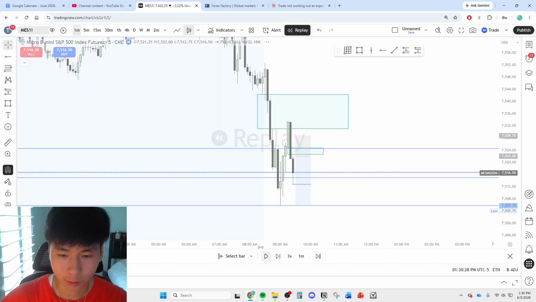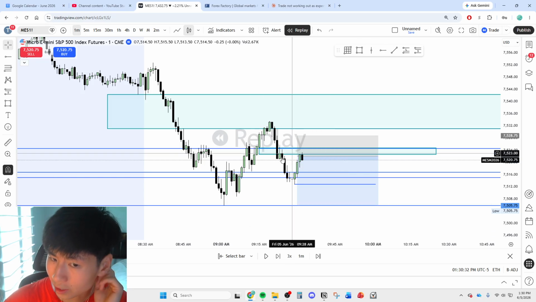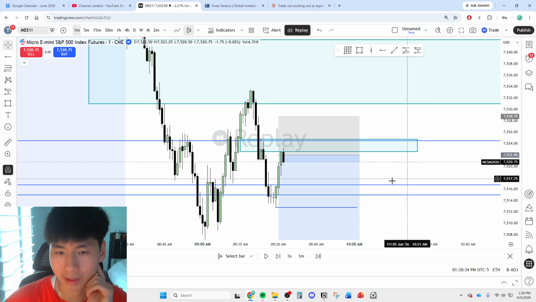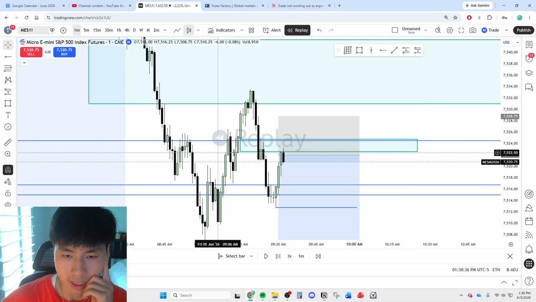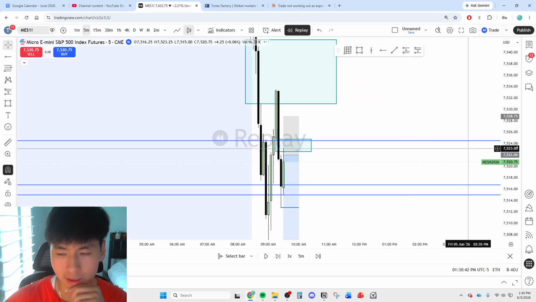We can go down to the 1 minute now. I have that 1 minute gap. I limit ordered that 5-minute gap. And yeah, the reason why this trade lost is because of my stop loss.